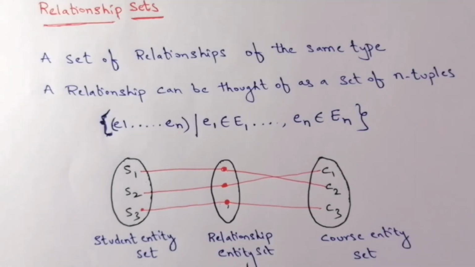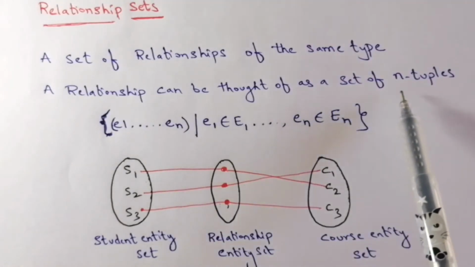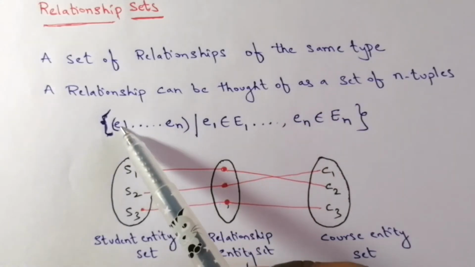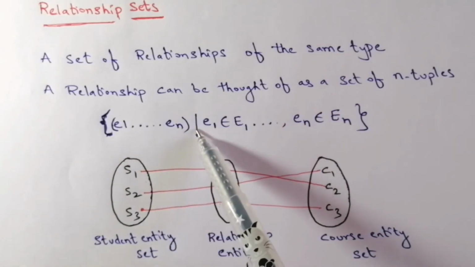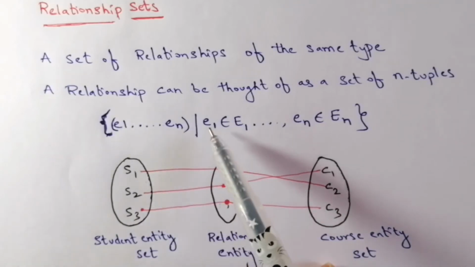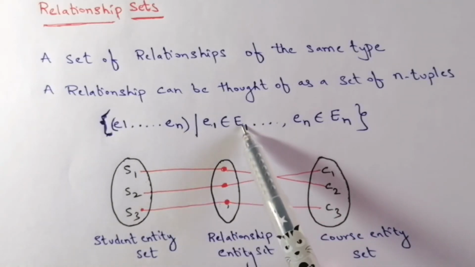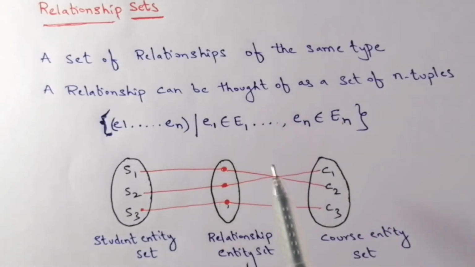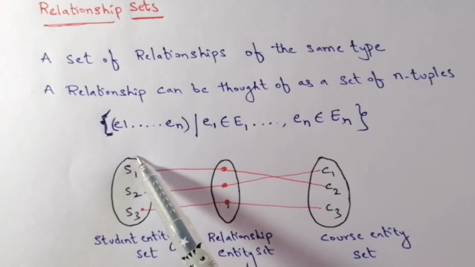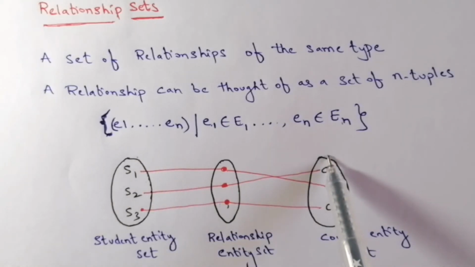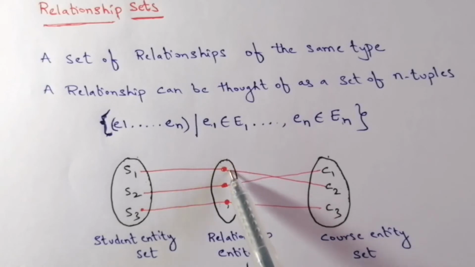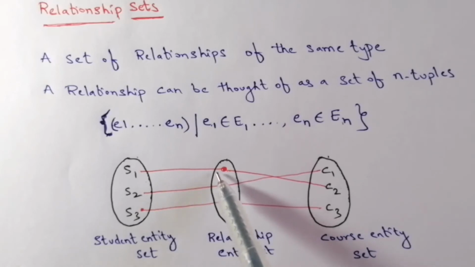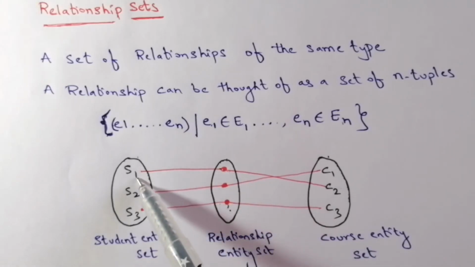And next, a relationship can be thought of as a set of n tuples, where E1 to En are the entities and small e1 to en are elements of the relationship set. Every e1 belongs to an entity, where capital E denotes the entities, and it belongs to the different associated entities E1 to En. Suppose we take this as the entity E1 and this as the entity E2. Now small e is going to be the attributes of this relationship. In our previous example, this relationship has the attributes of these participating entities.